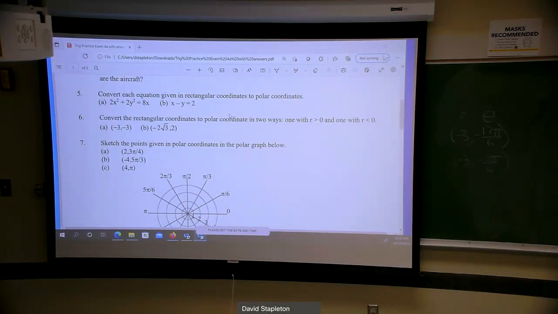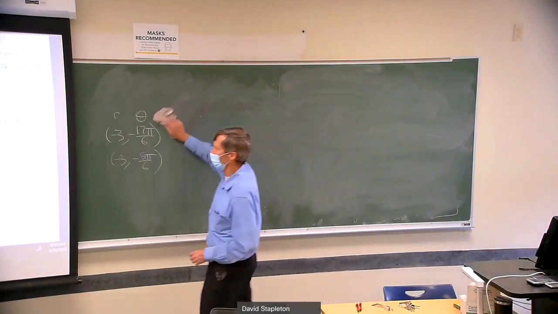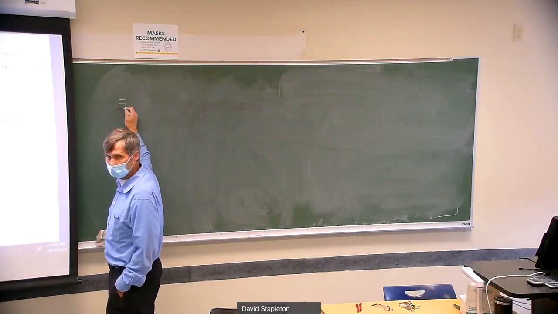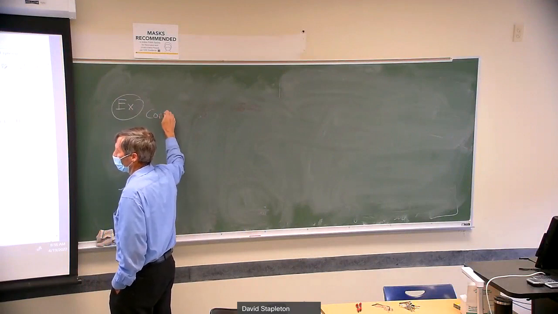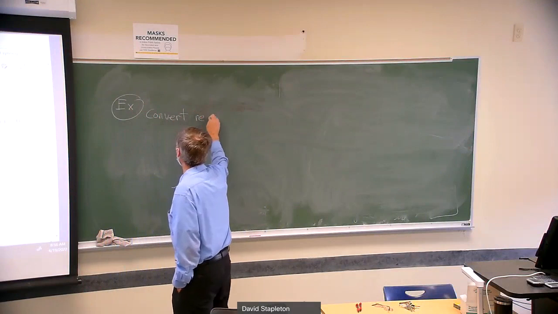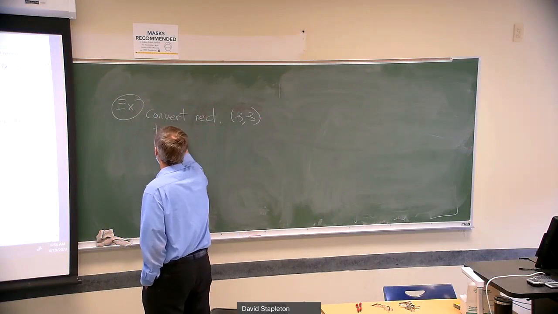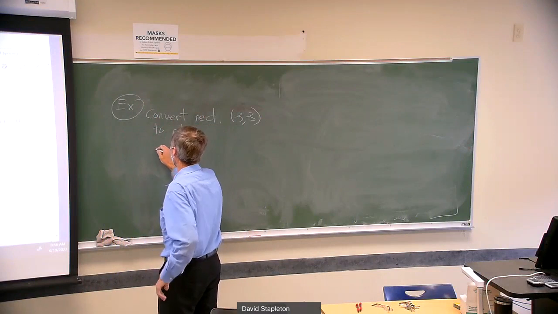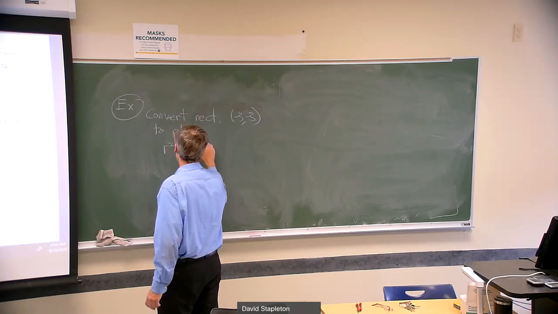Suppose I say convert one of these things. Any particular problem I'm going to look at? 5A. Okay. So 5A says this, convert the rectangular coordinates -3, -3 to polar coordinates. What you have here, this is the hard direction, is two equations. You put down r squared equals x squared plus y squared.